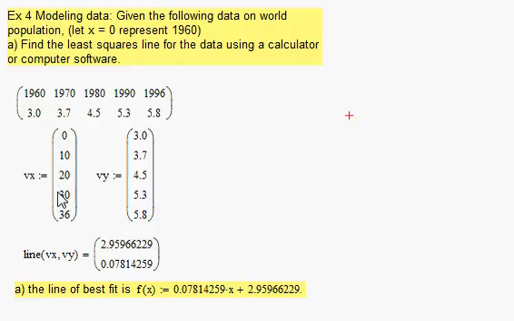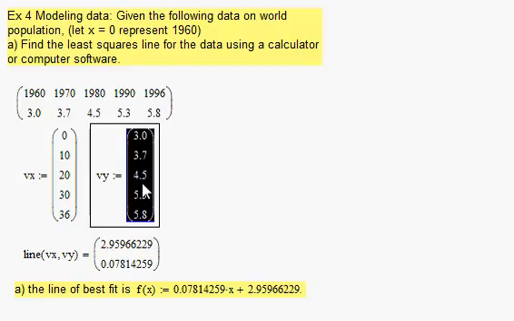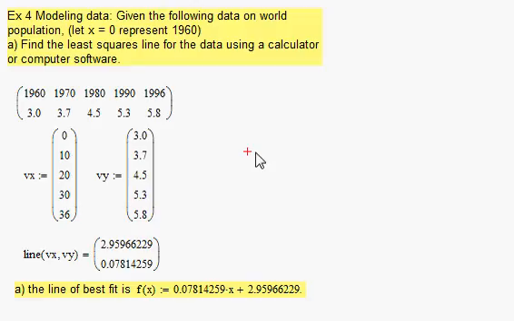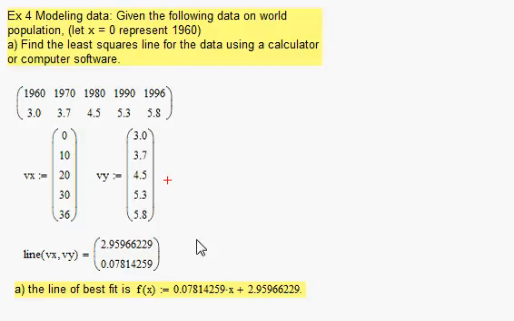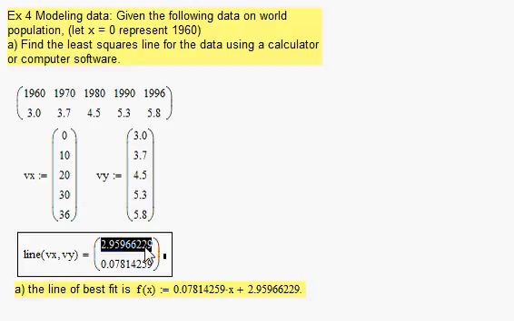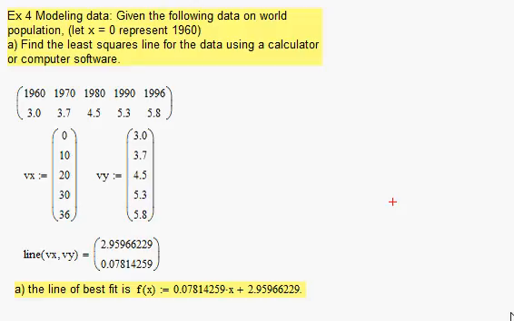So actually I'm defining two vectors. This is the way my software works. Two vectors, one for the x values, one for the y values, and then I can just say line and use those two vectors, and it will give me the line of best fit. This gives me the b, which is the y-intercept first, and then the a, which is the slope second.